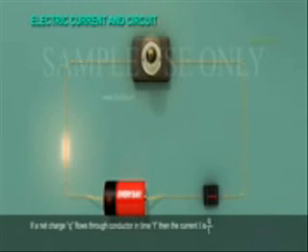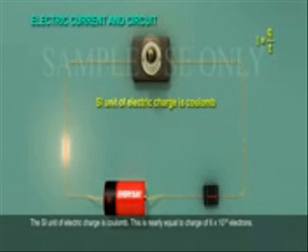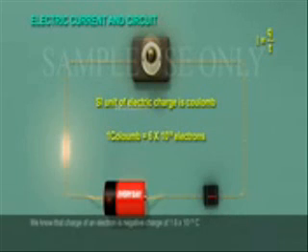If a net charge Q flows through a conductor in time t, then the current I is Q by t. The SI unit of electric charge is the coulomb. This is nearly equal to the charge of 6 × 10^18 electrons. We know the charge of an electron is a negative charge of 1.6 × 10^-19 coulombs.